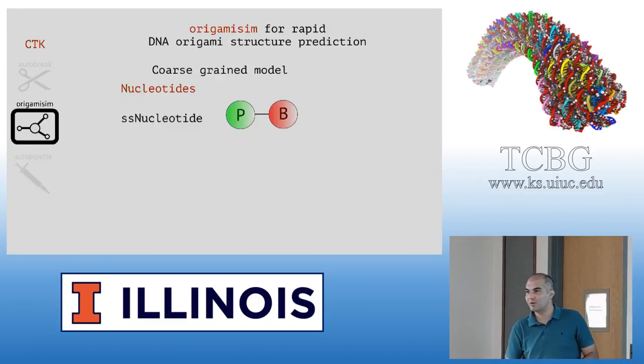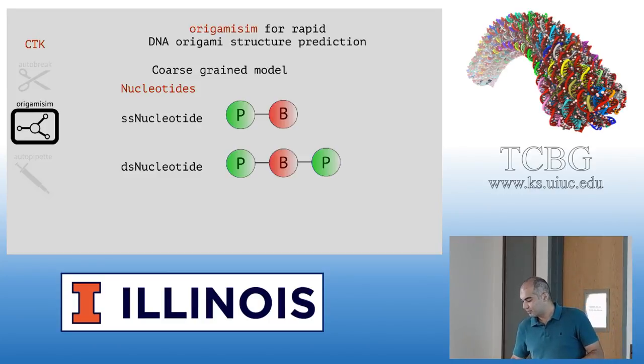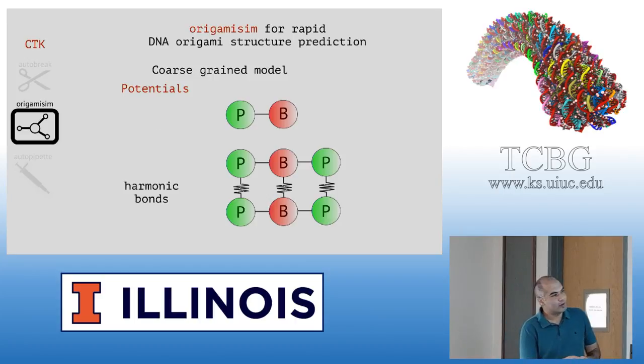So I'm going to go over the model for the coarse-grained part. Like in the rigid body part, there are again rigid bodies here, but they are smaller. There's a single-stranded nucleotide, which is the phosphate and the base. And then there's another one, the double-stranded nucleotide. It has two phosphates and a base. It's a three-prime and a five-prime. And then there are harmonic bonds between them, so there's one double-stranded nucleotide here and another one here, associated with that. And these are fixed bonds.